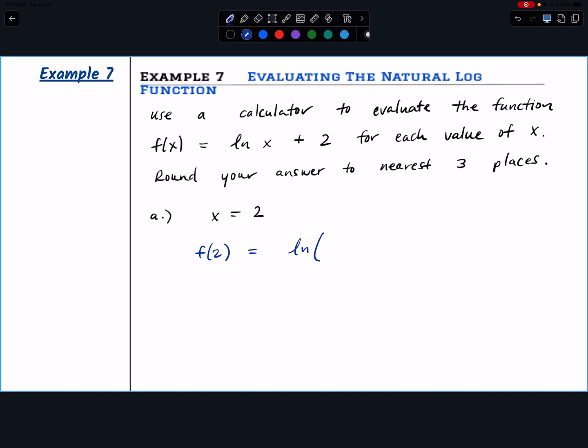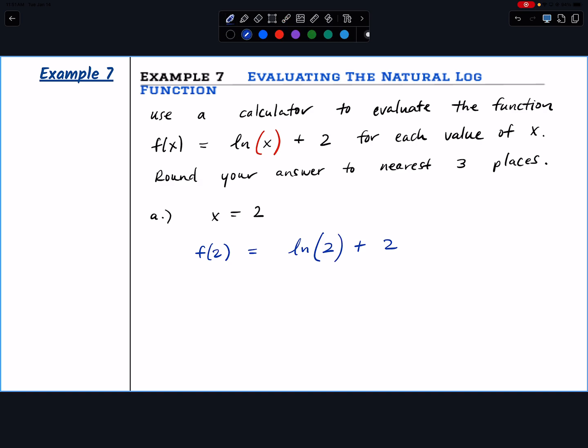Okay, so the ln of 2, now this is important. If you don't close the parentheses on your calculator and you just keep typing +2, your calculator is gonna calculate the ln of what's 2 + 2? 4. The ln of 4 is not the same thing as what it's asking you to do. So if you look at our function, what you're really finding is the ln of x in parentheses, then take that answer and +2. So you have to close the parentheses right here. Otherwise, it's gonna give you the wrong answer.